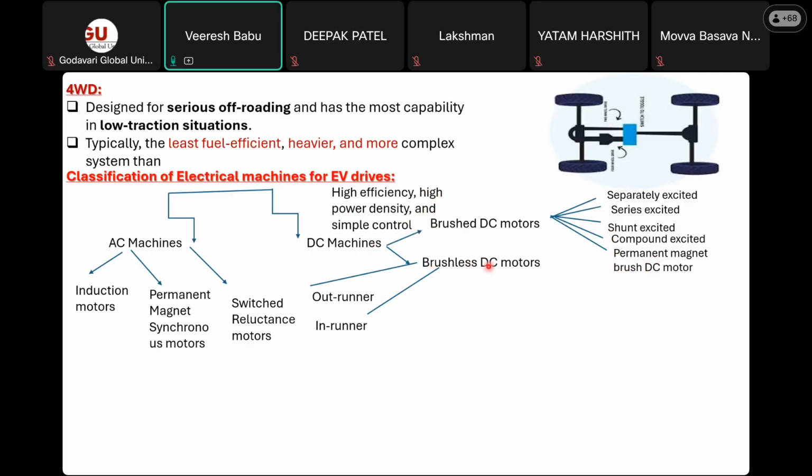And in the brushless motors, you will be having outrunner and inrunner. How this looks in shape, and how the construction looks, we'll try to discuss in subsequent slides. These are being used to propel the vehicle. Apart from this, there are many components which are required for an electric vehicle. We'll discuss that with the next slide, which is coming soon.